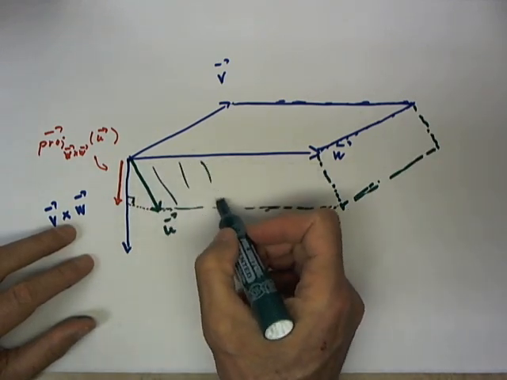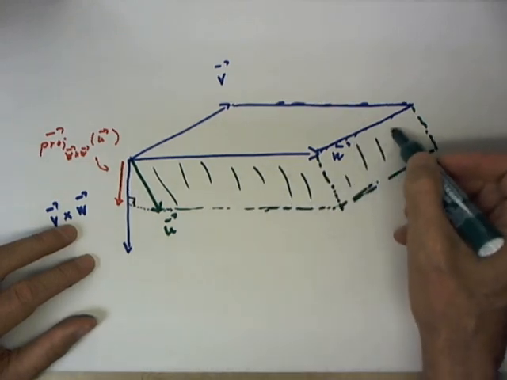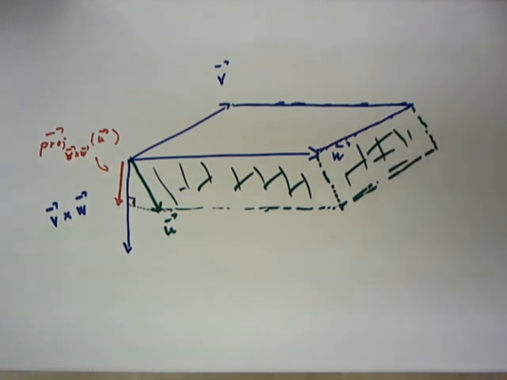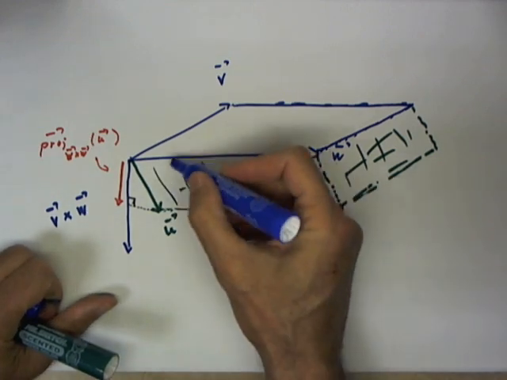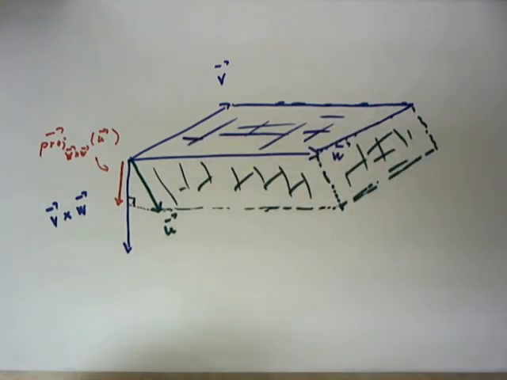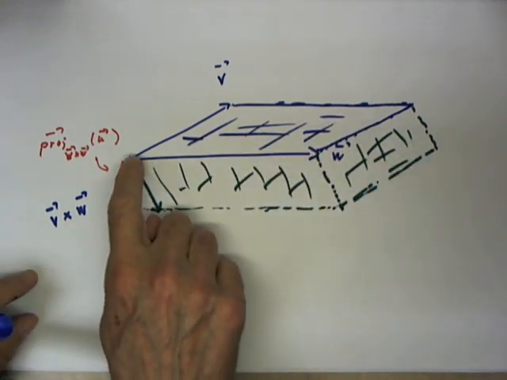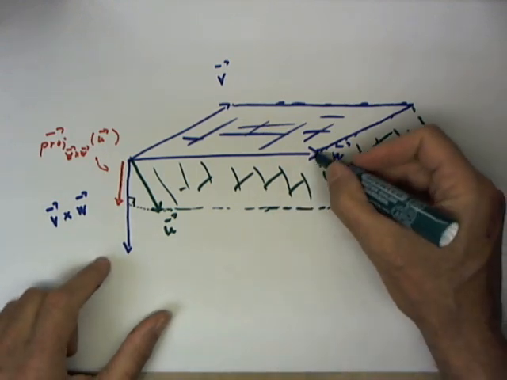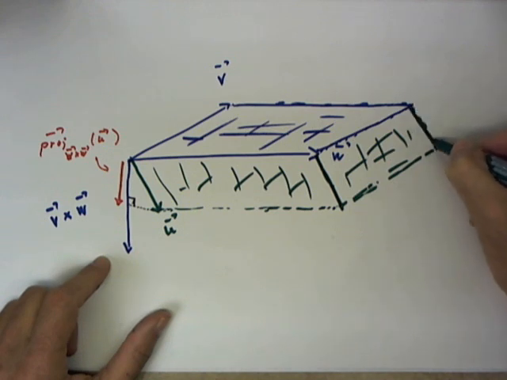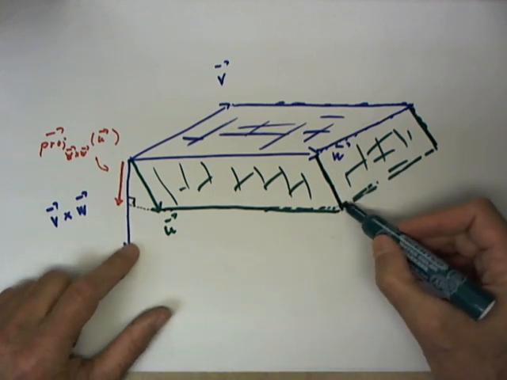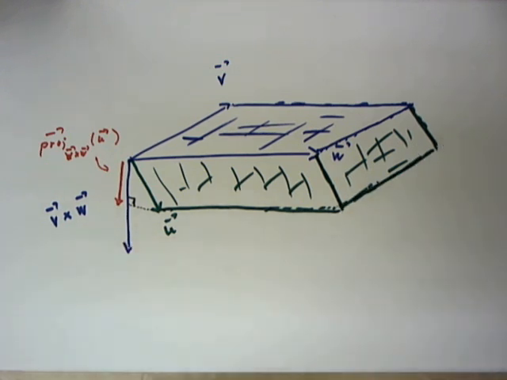We get the sides of a three-dimensional figure. The top is the parallelogram defined by V and W, and these edges are parallel to U, this edge is parallel to W, this edge is parallel to V.